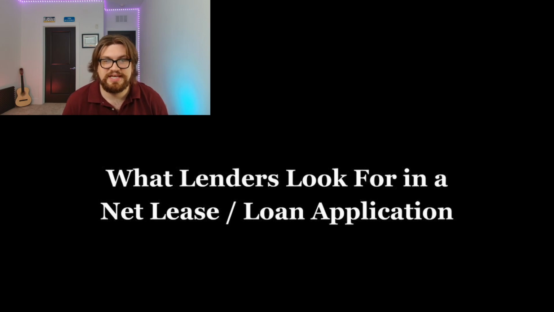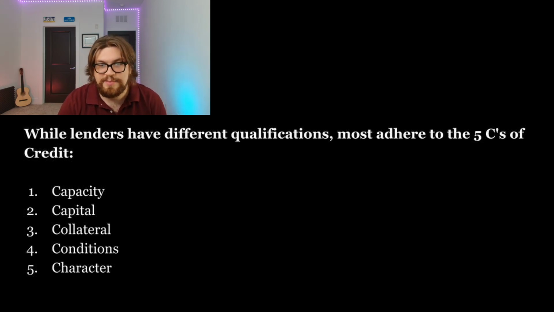Lessees interested in taking on net leases must possess certain qualities that lenders look for. While lenders have different qualifications, most must adhere to the 5 C's of credit, which are capacity, capital, collateral, conditions, and character. I won't go too much into detail on these because it's not really part of this video, but essentially all they are doing is making sure that these lessees' credit history, background, capital, collateral, and whatnot are enough to afford these things.